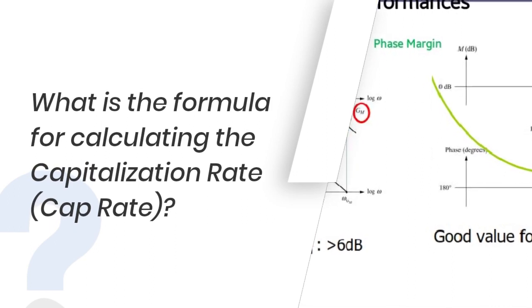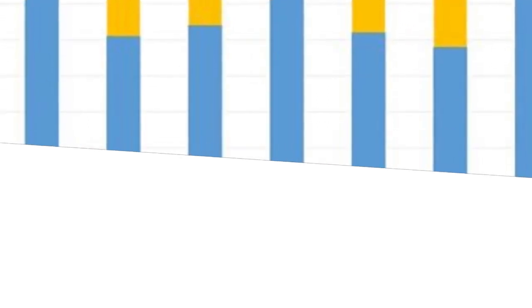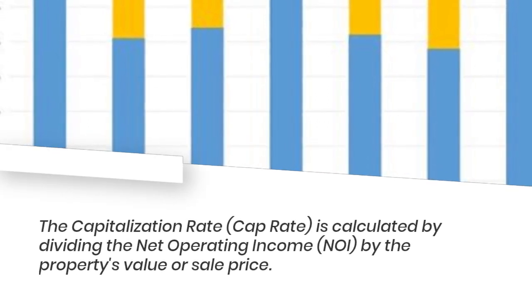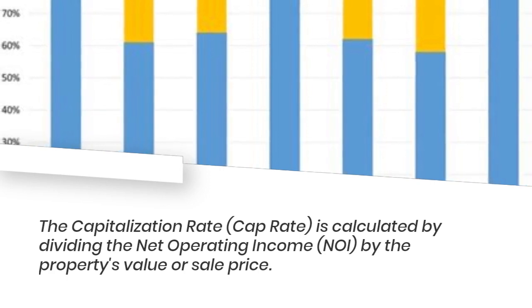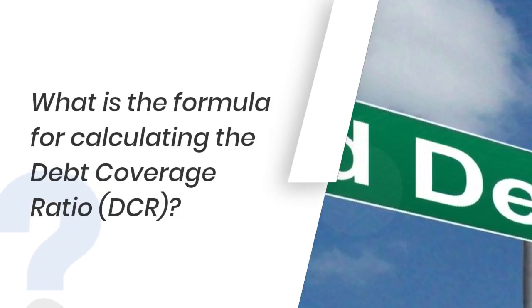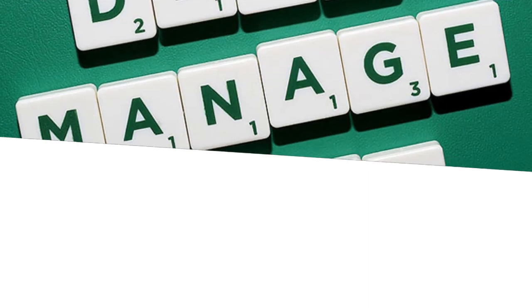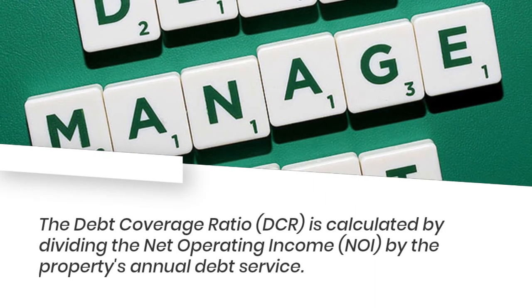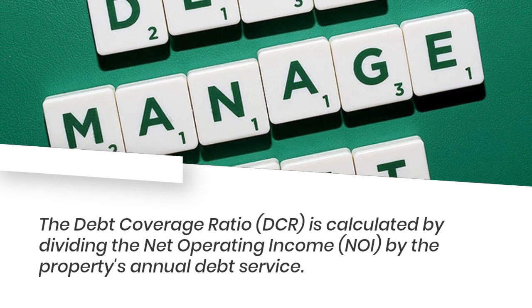What is the formula for calculating the capitalization rate, cap rate? The capitalization rate, cap rate, is calculated by dividing the net operating income, NOI, by the property's value or sale price. What is the formula for calculating the debt coverage ratio, DCR? The debt coverage ratio, DCR, is calculated by dividing the net operating income, NOI, by the property's annual debt service.